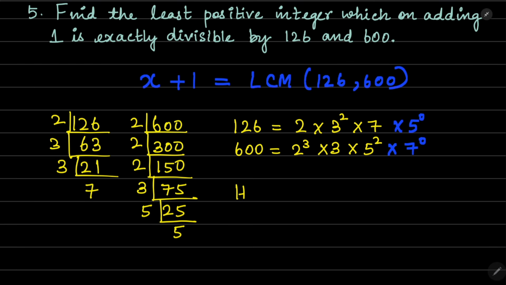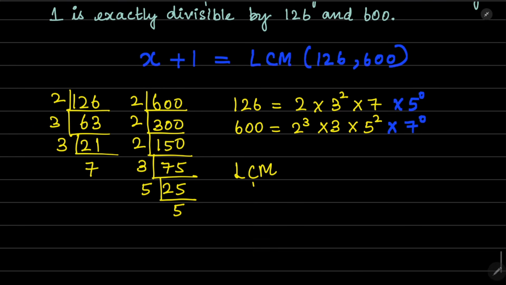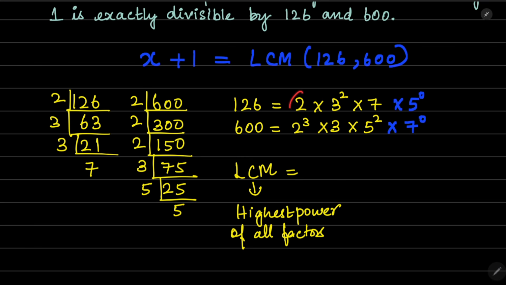So now what I have to calculate is the LCM. And for LCM, I will be taking the highest power of all factors. For 2 as a prime factor, look at the powers of 2; the highest power is 2 to the power 3, so 2 cube. For 3, the highest power is 3 square. For 5, the highest power is 5 square. And for 7, you have 7 to the power 1 and 7 to the power 0. Take the highest power, so it's 7.